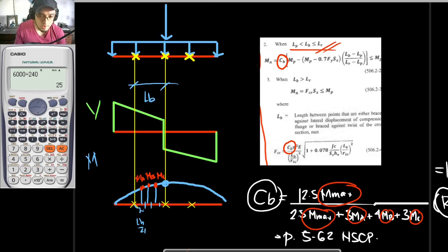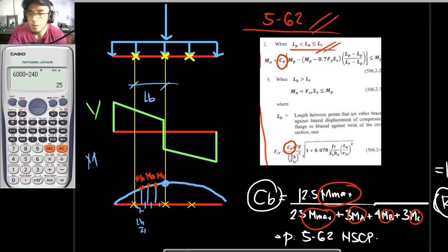So, wala na akong pagsusulatan. I-check nyo na lang itong NSCP nyo, 5-62. So, check nyo yan sa pagkuha nyo ng CB. Okay, so, naintindihan ba guys? Parang hirap itong part na to. Pero, wala tayong no choice. Wala na kayong no choice. Kailangan gawin yan if magdi-design talaga kayo soon after.